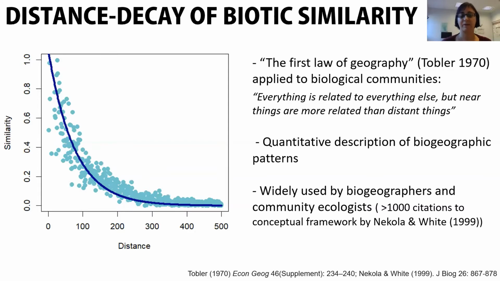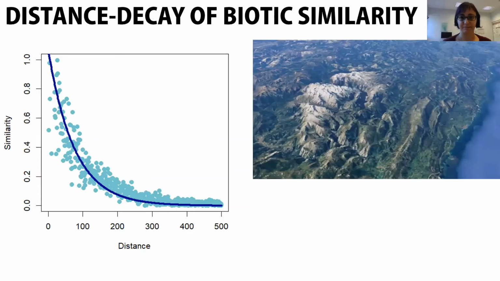This pattern is well known. It has been well studied, as we can see by the number of citations to the conceptual framework by Nekola and White. One of the reasons many people use it is because it is a useful quantitative description, and the fact that we can easily quantify this pattern with a slope or an intercept allows us to compare it between regions or between different taxa. So for those of you who have not studied this pattern before, I will explain it briefly.